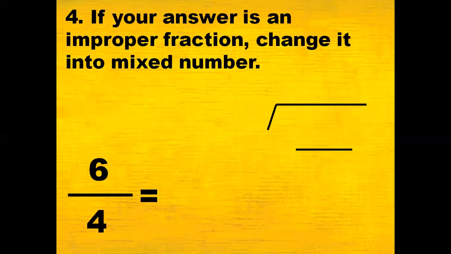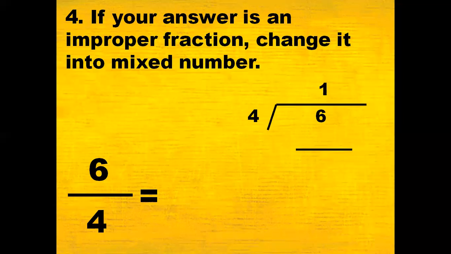Fourth step, if your answer is an improper fraction, change it into a mixed number. After adding the numerators and copying the denominator, we find out that our fraction becomes an improper fraction. So we need to change it into a mixed number. We have 6/4, so we divide the numerator by the denominator. 6 divided by 4, the answer is 1.